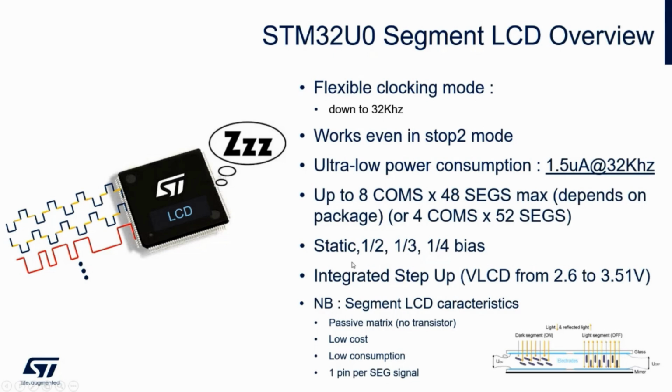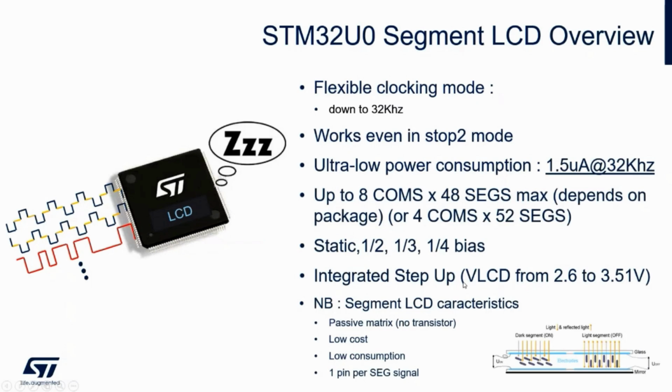Regarding the bias of the signal, you have several possibilities. It can be static, 1/2, 1/3, or 1/4. I let you check inside the reference manual. You have nice drawings explaining what it means. It's a bit complex, so I will not lose time on this. Here in the drawing, you have 2 COM lines that are used, and one segment that is shown here.